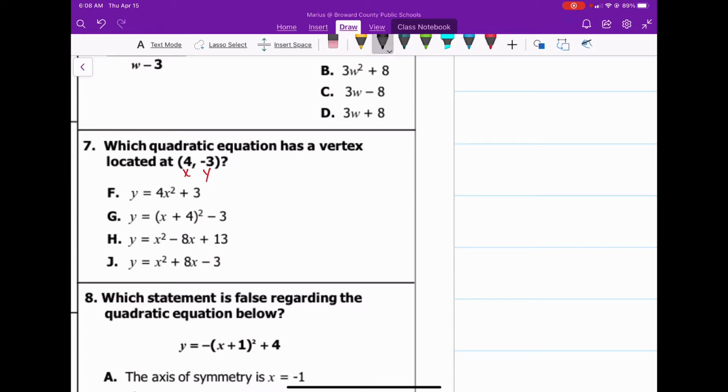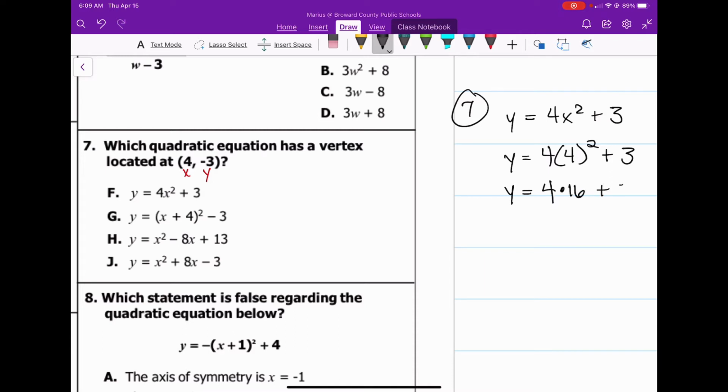of these equations here. So when we're doing number 7, for example, if I take a look at F, y equals 4x squared plus 3. And we know that x is positive 4, so I'm going to substitute positive 4 for x. And now we're going to evaluate to see if we get negative 3 as an answer. So you do 4 squared first. That's going to be 4 times 16 plus 3.